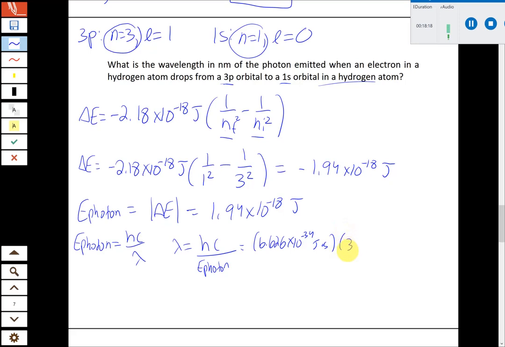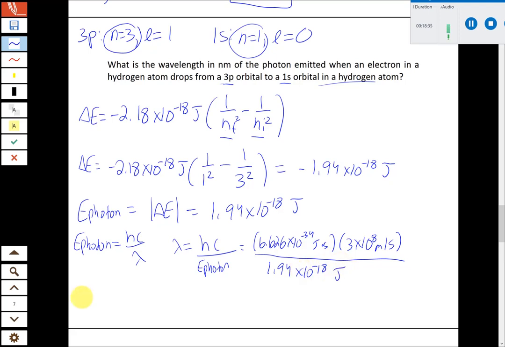We get 3 times 10 to the 8th meters per second. Those are the two constants that we're using all the time in this section, and they're on your periodic tables. You don't have to memorize them, but you probably will if you do enough practice problems. And the energy of the photon we just found was 1.94 times 10 to the minus 18 joules.